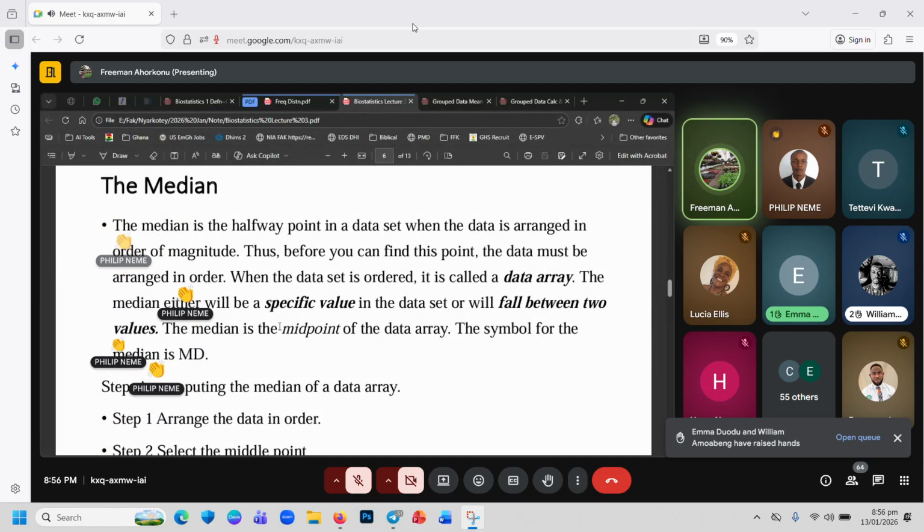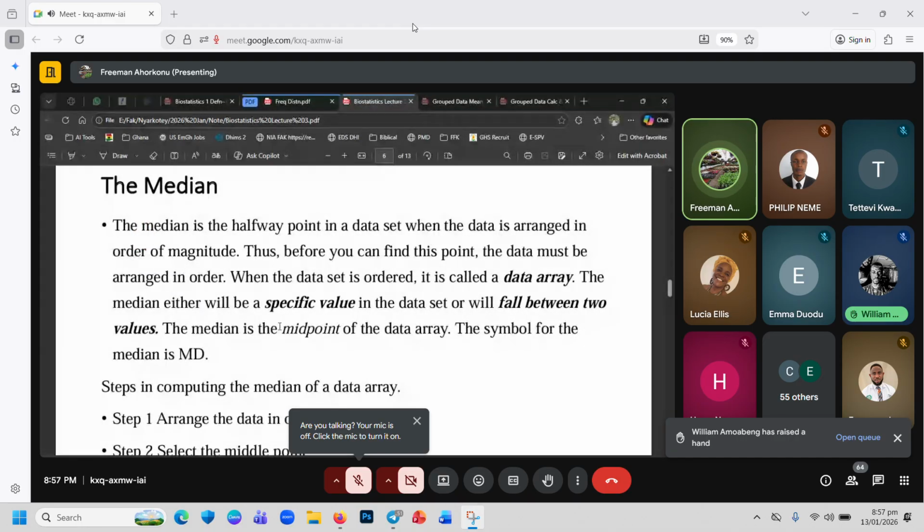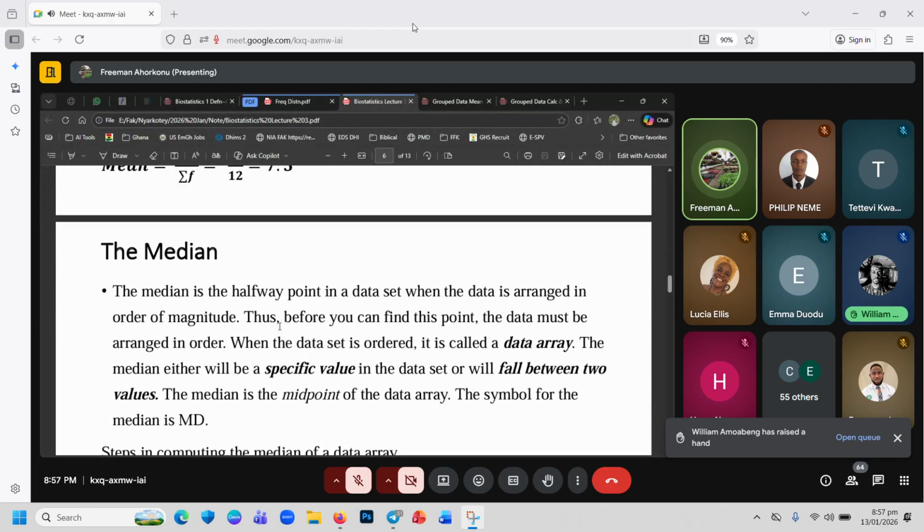So median. The median is the number or the value that is found at the center of the data when we arrange the data in order of magnitude. When I say we arrange the data in order of magnitude, all I mean is we arrange the data from the smallest to the highest, or from the highest to the smallest. When you arrange the data in that order, the one that will occur at the middle, the exact center, that's going to be your median.